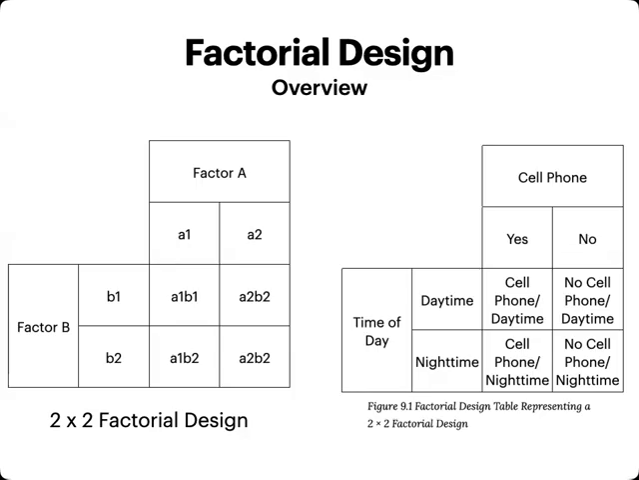While driving, participants would use a cell phone during the day in the first condition. They would not be using a cell phone during the day in the second condition. They will be using a cell phone at night in the third condition. And finally, in the last condition, they will not be using a cell phone at night while they are driving. Because there are two independent variables with two levels each, this is a 2 by 2 factorial design.